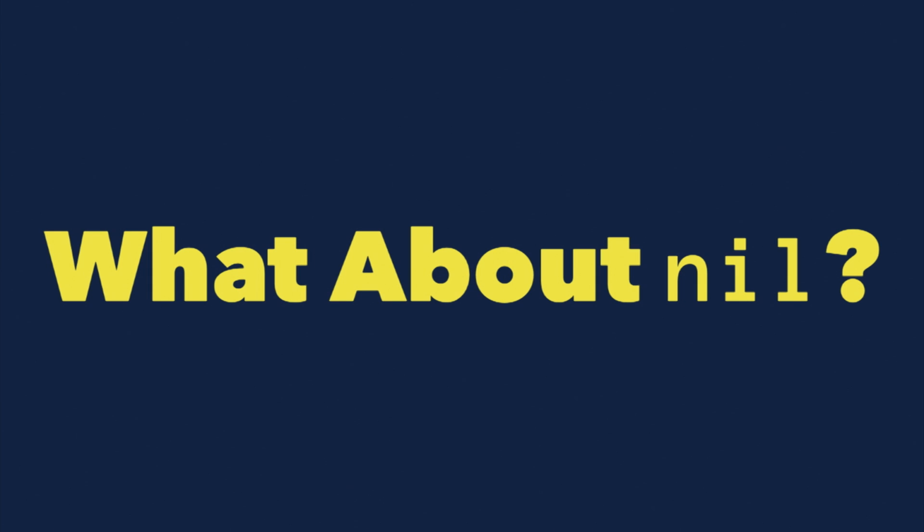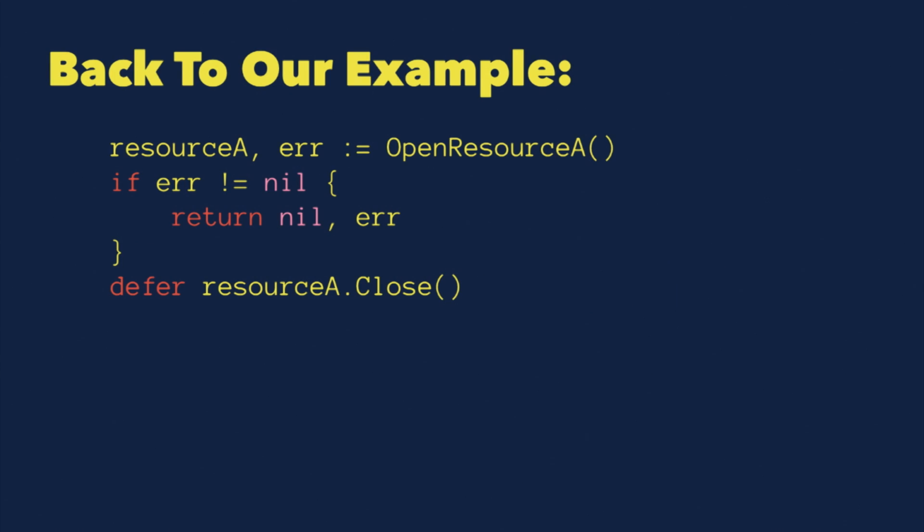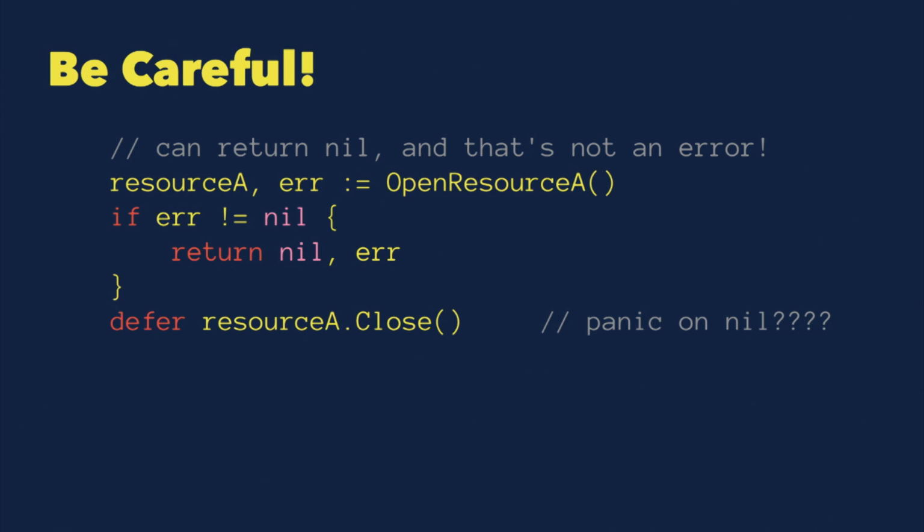But we know that we should be checking for nil sometimes. So back to our example. What if open resource A can return nil? And what if it's not an error condition? So maybe it's a rare case that we're trying to open the resource, and for some reason it's offline, but this is not an error technically. Well, then our defer statement could panic, right? Well, not necessarily. Of course, we have the technology to avoid this.